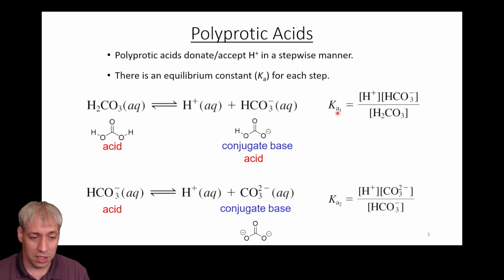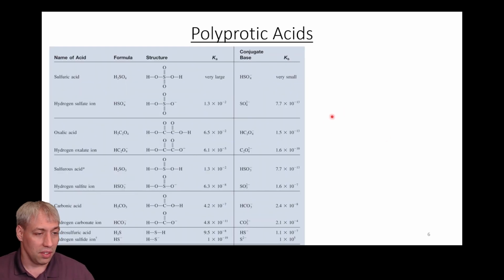The difference between these two is we write a Ka1 for the first step and a Ka2 for the second step. This basically denotes, hey, this is the first step of proton dissociation, and this is the second step. Products over reactants gives you this, and products over reactants gives you this. And so Ka1, Ka2. You can look at tabulated values for all these various polyprotic acids.